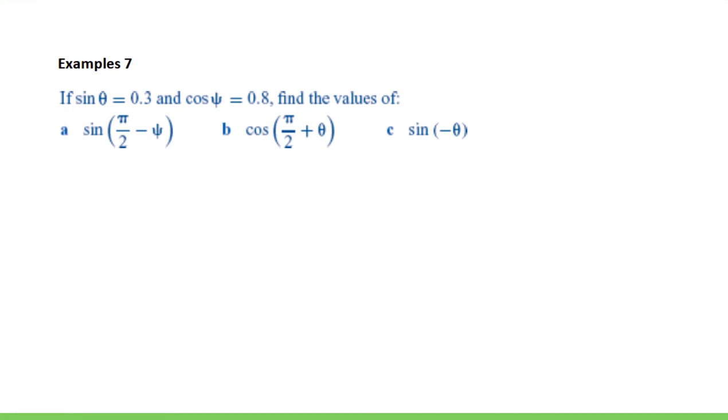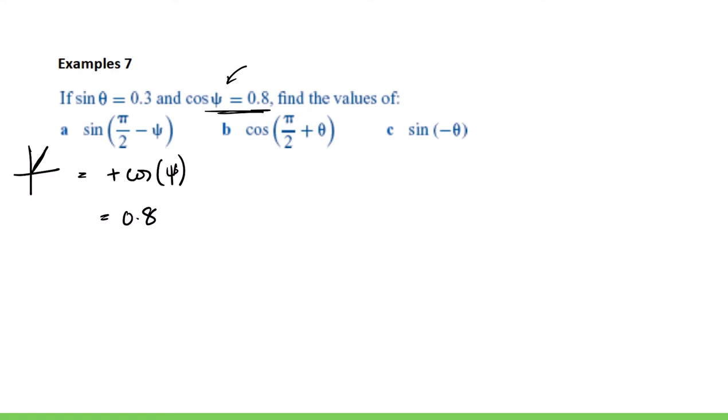Example 7: if sine theta is equal to 0.3 and cos of, actually I don't know what that symbol is, if anyone knows, please let me know, is equal to 0.8, find the values of. So we have sine of pi on 2 minus this, I'm going to call it trident. I know it's not a trident, but let's go with that. I know part of my complementary relationships, first of all, that this is in this quadrant. So sine is positive, that's all good. And the complementary relationship tells me that that's going to be equal to cos of trident. So cos of trident, we already know what that is. That's 0.8. So it's as simple as that.